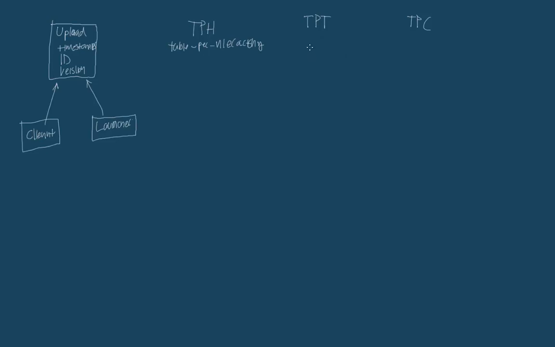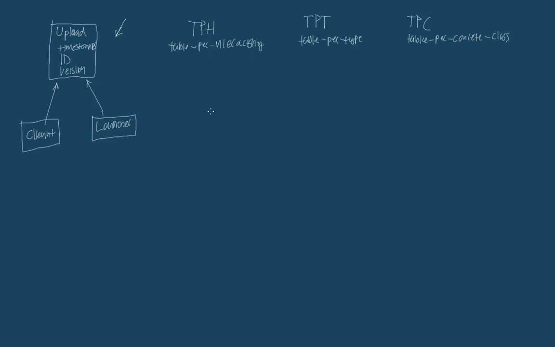So we have table per hierarchy, and then TPT, which is table per type. And then we have table per concrete class. Table per hierarchy means that our entire class hierarchy is stored on a single table. So that means this hierarchy that we're looking at right here is stored on a single table. Let's call it the uploads table because that's the name of the base class.